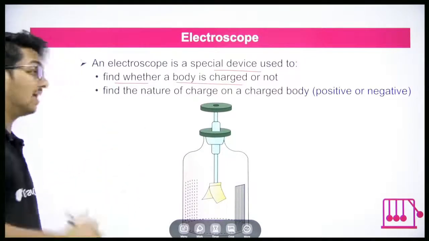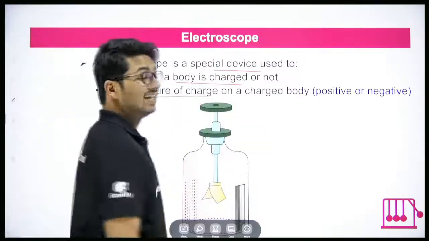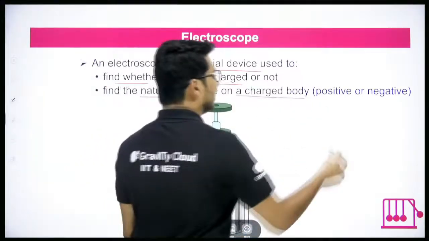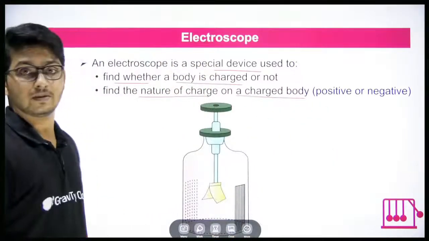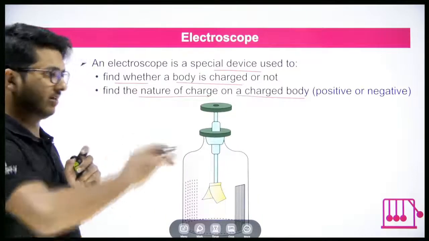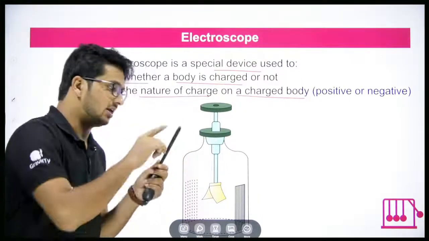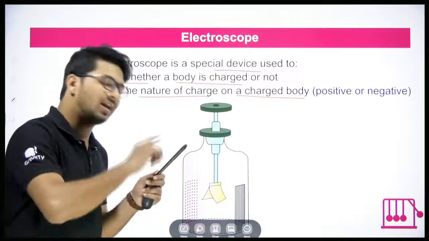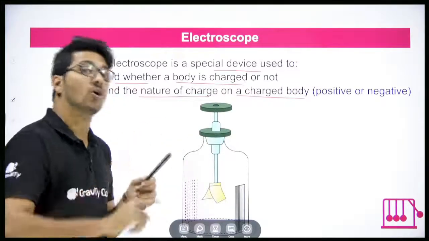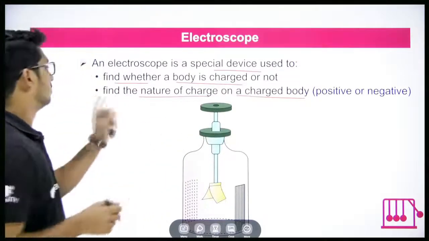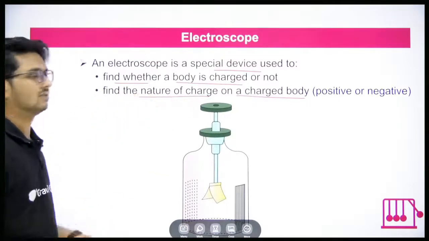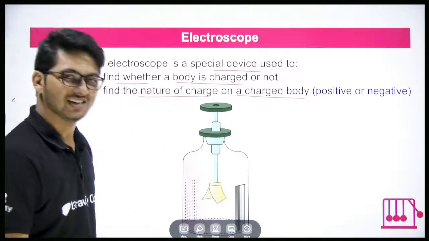That's one use. The other use will be to find the nature of charge on a charged body. One, we'll find out whether this body is charged or not. But if a body is charged, it can be negatively charged or positively charged. That also can be found out using the second case, that is, find the nature of charge.